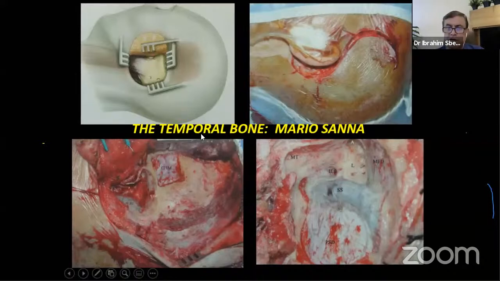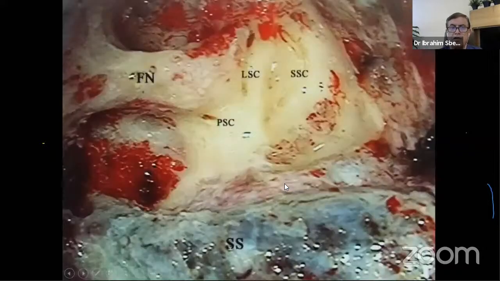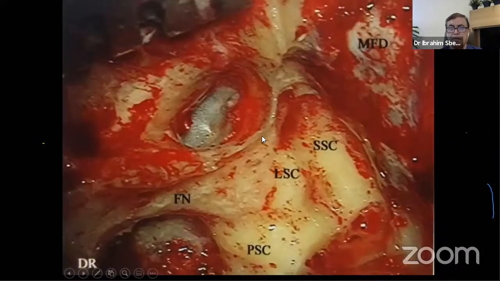You can actually read it very carefully, and he will take you step by step of how to do this surgery. Here on the left side, this is the middle fossa, this is the posterior fossa, posterior fossa dura, middle fossa dura, the sigmoid sinus and jugular bulb, and the other structures that you'll see as you go through. You can see the jugular bulb, the sigmoid sinus, the facial nerve, the semicircular canals.